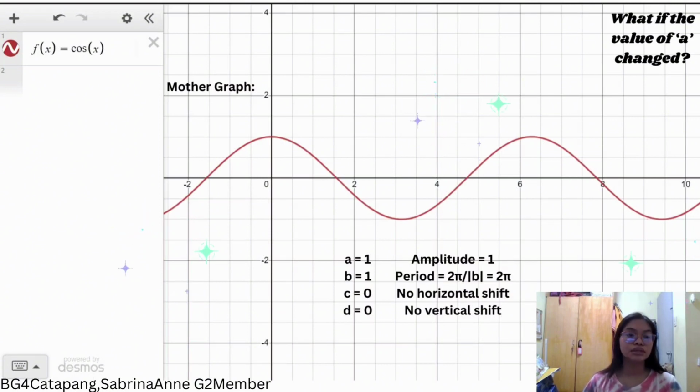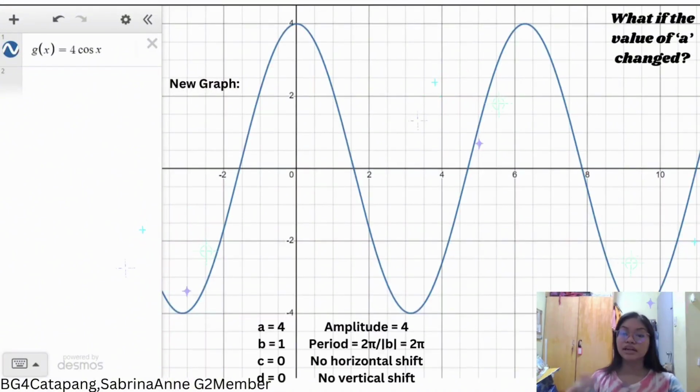The amplitude is equal to the vertical distance between the highest point and the x-axis. In this graph, the distance between the highest point and the x-axis is 1, which is also the same value for a. If we change the value of a, we would see a difference in the highest point on the graph. The new equation is g of x equals 4 cosine quantity of x. Because a is now 4, the amplitude changes. The graph looks steeper than the mother graph.